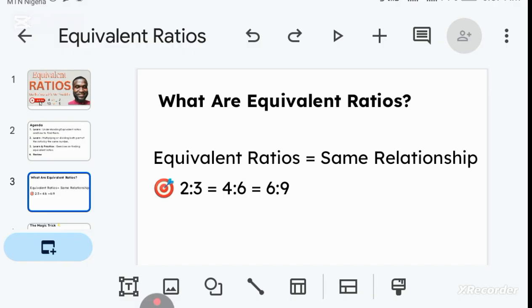So when I say 1 over 2 equals 2 over 4, it means 1 over 2 is equivalent to 2 over 4. Or if I say 2 to 3 is equivalent to 4 to 6, it means 2 to 3 is equal to 4 to 6.